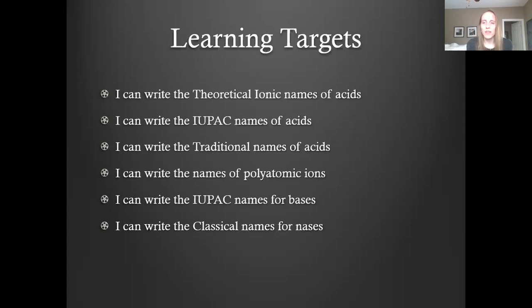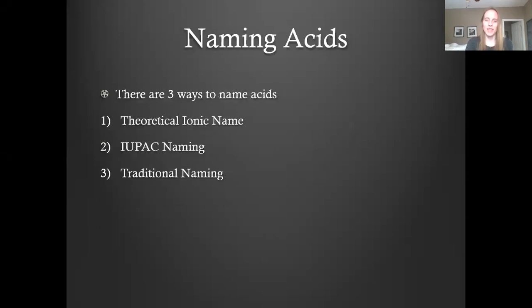In order to do this, we also have to learn how to name our polyatomic ions because many of our acids contain polyatomic ions. So we'll start with the acids first. They're more complicated than bases. There are 3 different methods that we use to name acids. There is the theoretical ionic name, the IUPAC name, and then the traditional name.